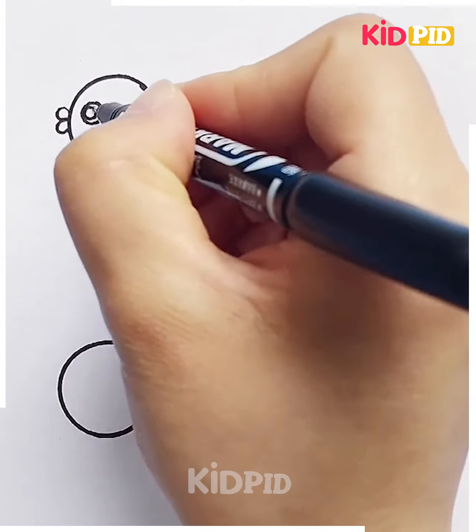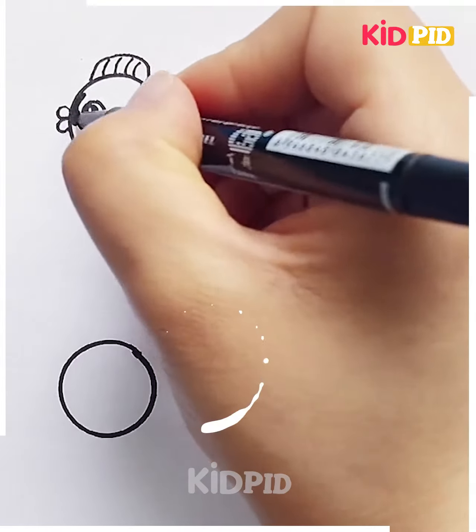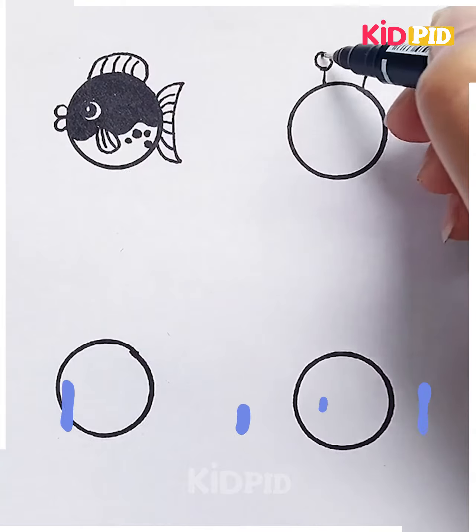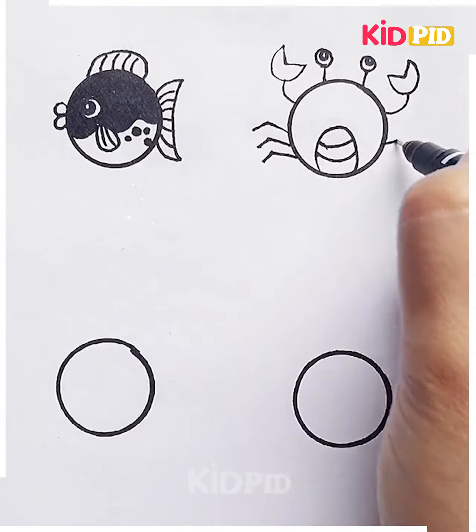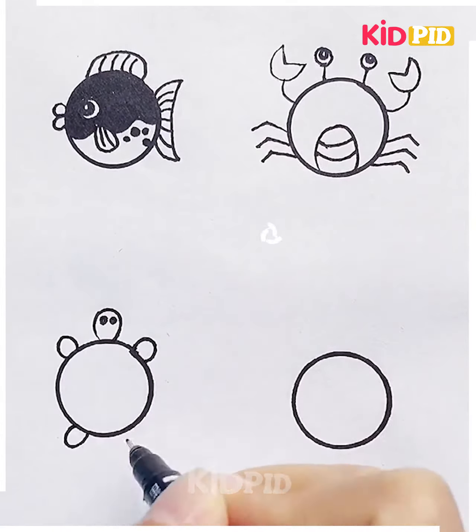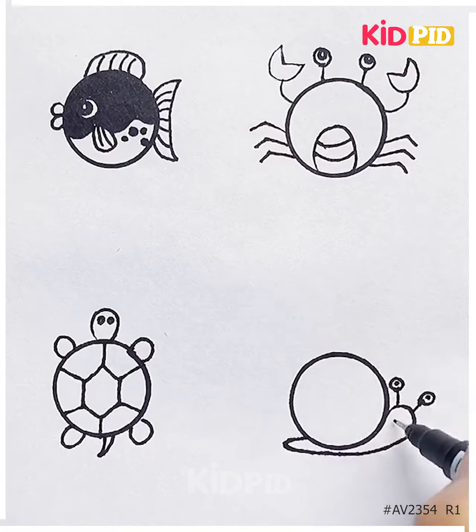Now with the help of 4 circles, we'll draw 4 aquatic animals. What is an aquatic animal? Any animal which is living under the water. So here we have drawn a fish, a crab and a tortoise. Then we'll go for a snail. Yes, it is completed.